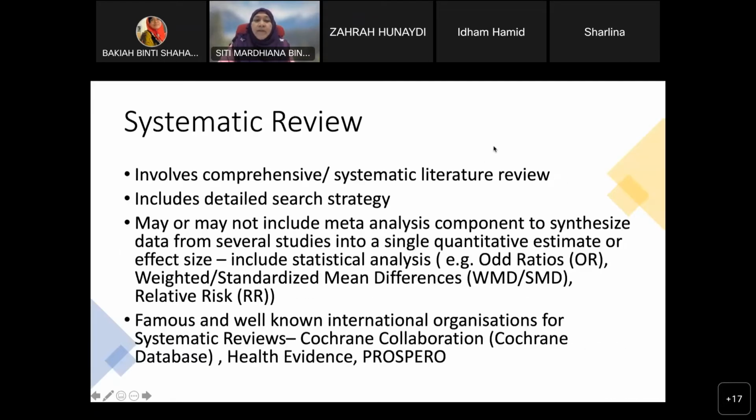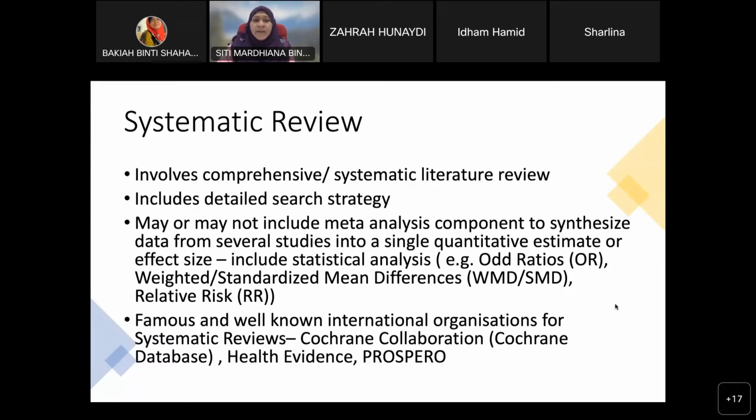And it involves a comprehensive, systematic literature review, and it includes a detailed search strategy, which is in contrast with the other reviews that I mentioned before. It may or may not include a meta-analysis component to synthesize data from several studies, which includes the statistical analysis common in systematic reviews, where they look at the odds ratios, weighted and standardized mean differences, and relative risk.